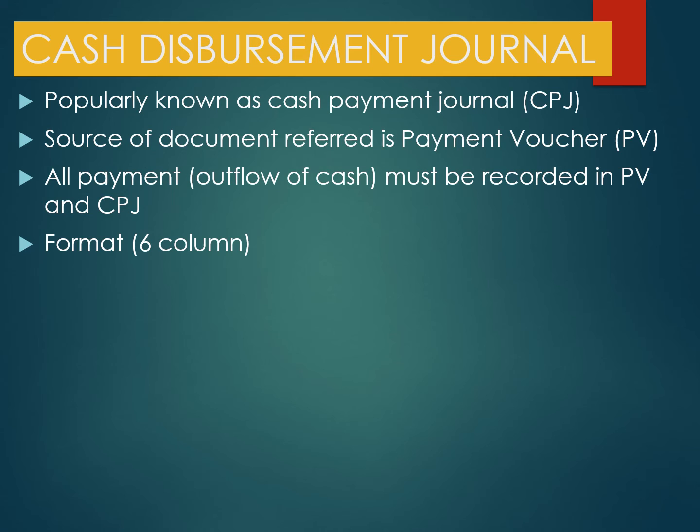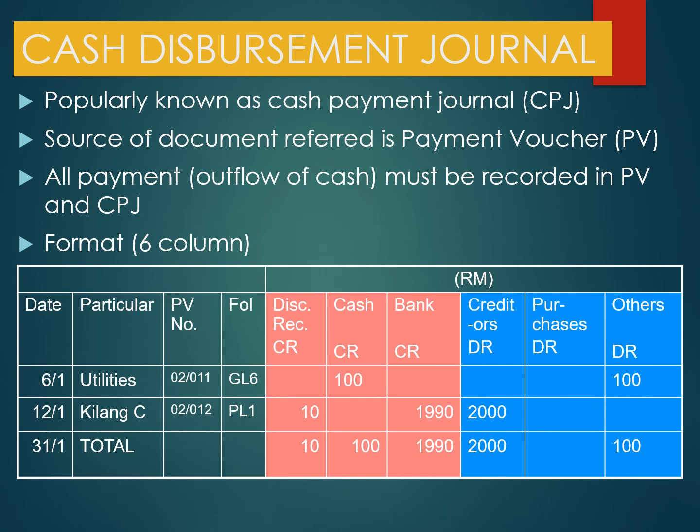So the payment voucher must record any outflow of cash. The format that I will show you is in 6 columns. You may also use 3 columns, which means you only write up the red in colors, and the blue in colors can be left out. It is not really important to remember whether you use the 6 column or the 3 column format.